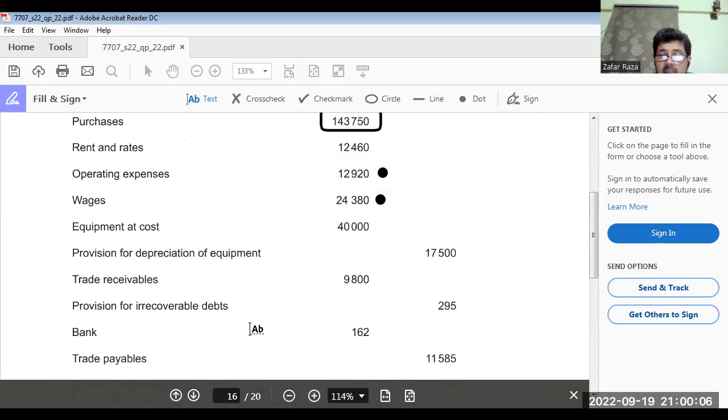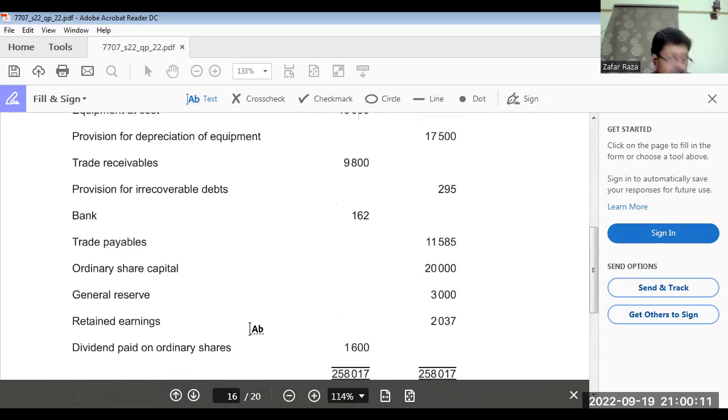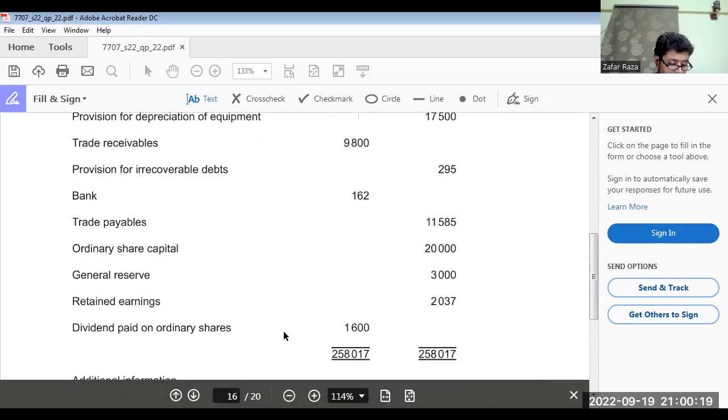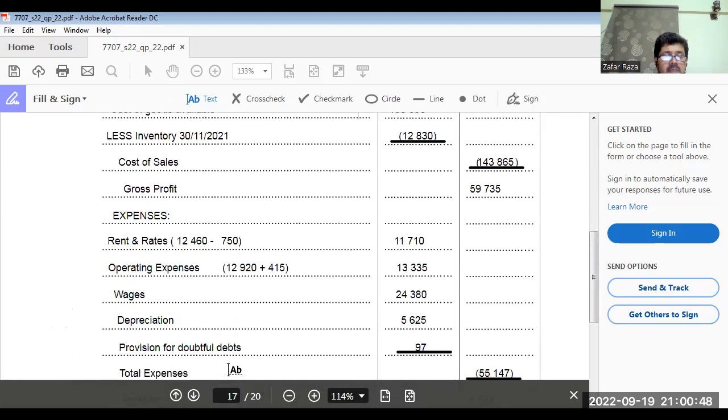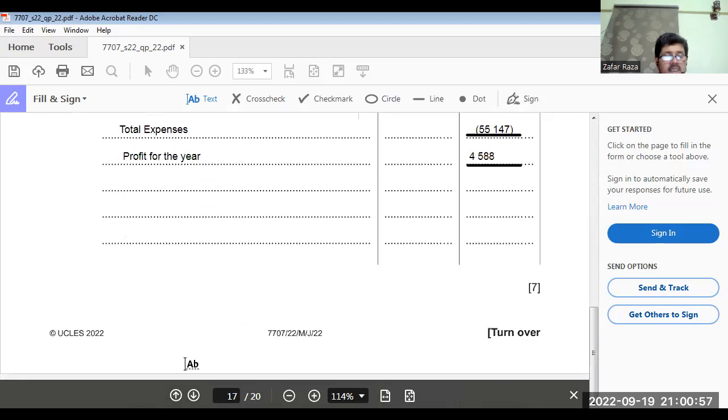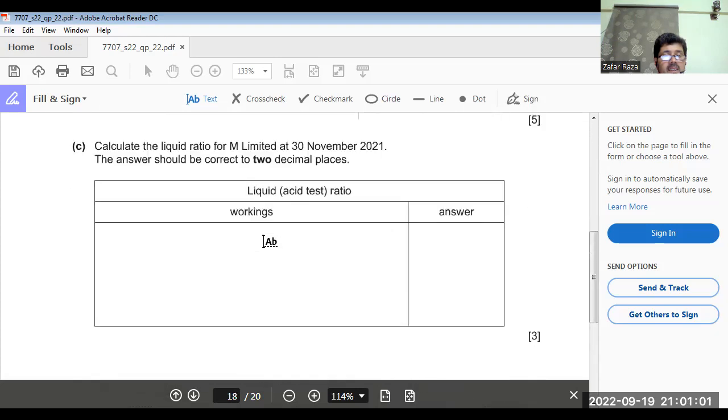That is trade receivables minus the provision for irrecoverable debts. Again 9,800 minus how much was the provision for doubtful debts? 392, so 9,408. This is the amount of trade receivables, plus 162 bank, plus 750. Total 10,320 quick assets.